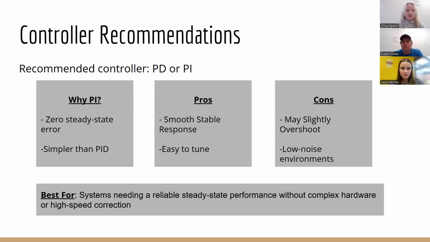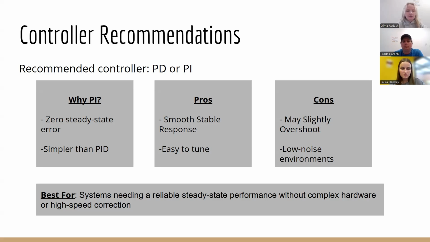For our final recommendation, we proposed using a PI controller. While PD was also considered, PI offered better long-term accuracy and reliability for our application. Starting with why: it eliminates steady-state error, which ensures the system constantly reaches the exact desired speed. It's also simpler to implement and tune than a full PID controller, which makes it ideal for practical, real-world systems. In terms of pros, the PI controller provides a smooth and stable response with no oscillations or instability, which meets the customer's need for comfort and consistency. It's also easy to adjust, requiring less trial and error during tuning.